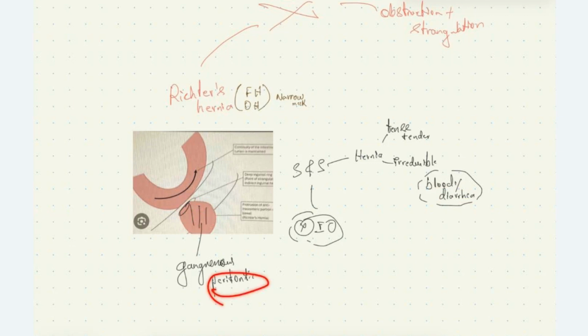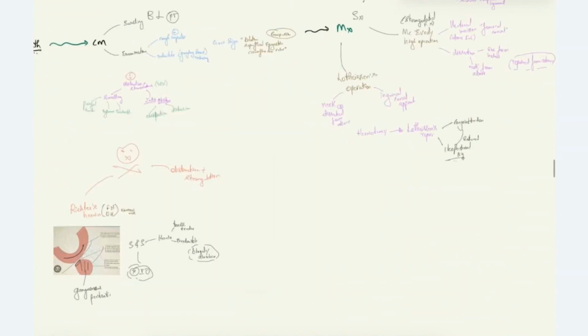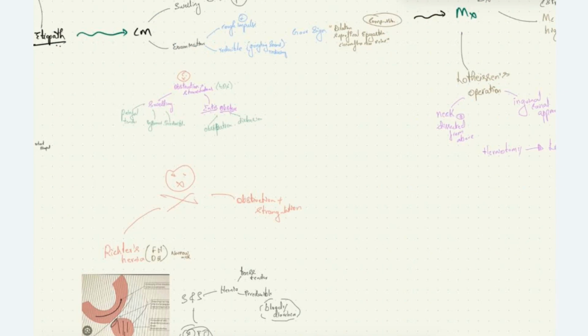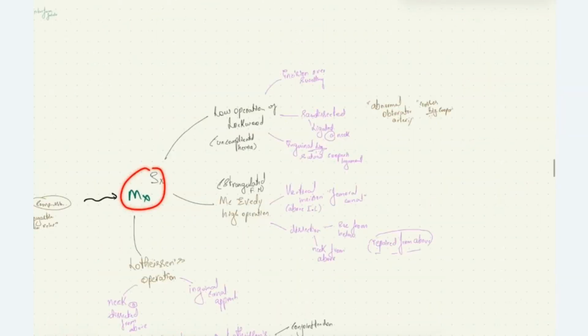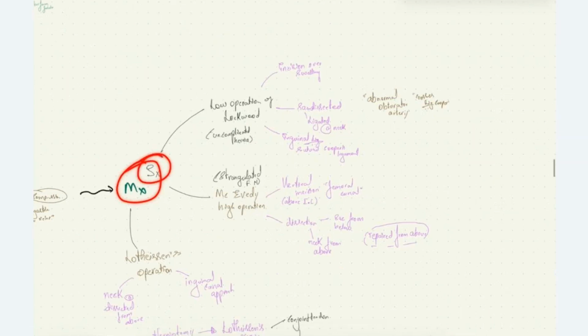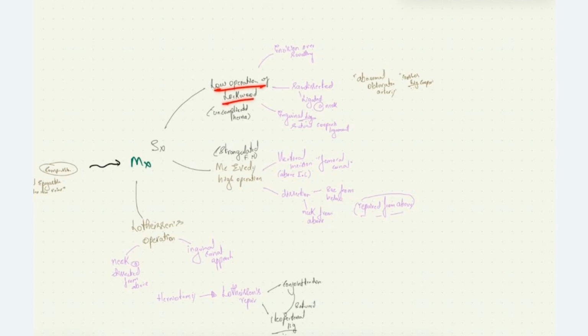The Richter's hernia will be treated by the high operation, that is McEvedy's operation, and Lothison's operation, which we'll see. Now coming to management of this condition, surgery is the management of femoral hernia. We have three surgeries: the low operation of Lockwood, McEvedy's high operation, and Lothison's operation.